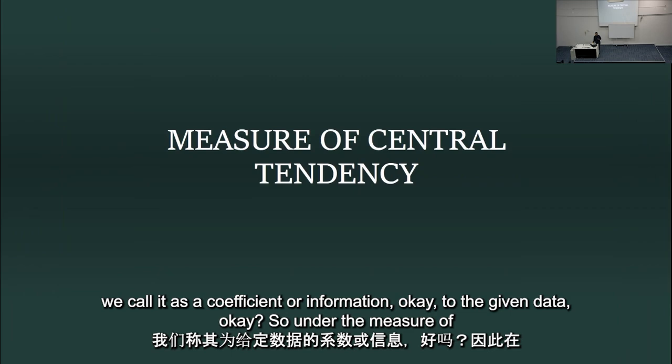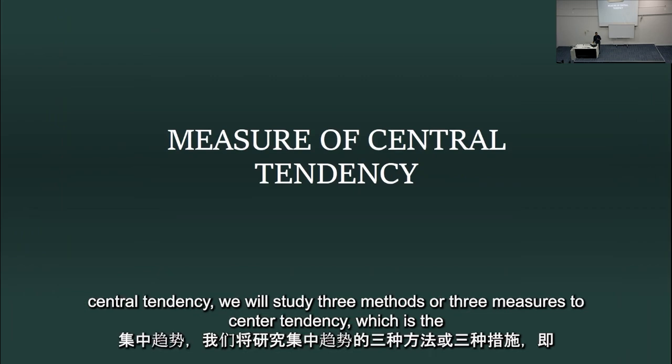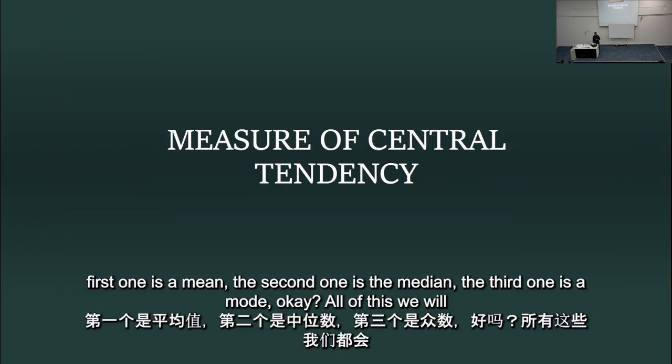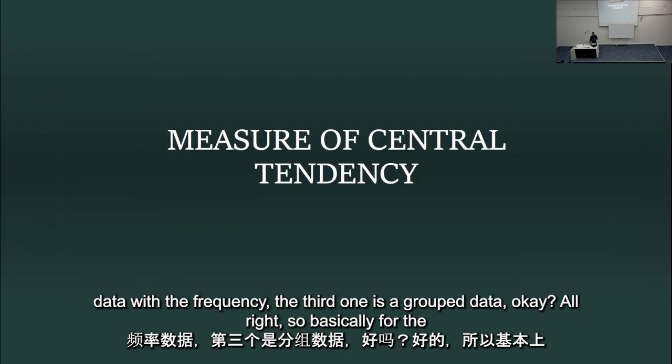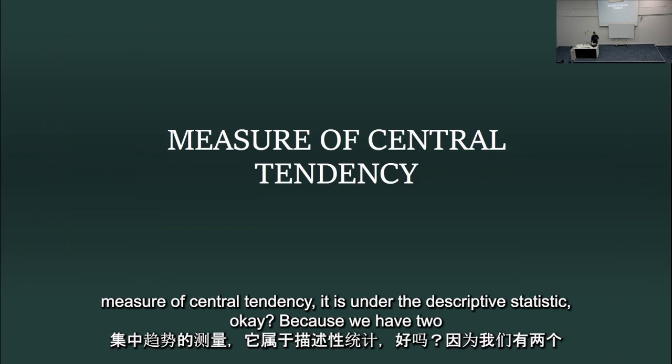Under the measure of central tendency, we will study three measures: the first one is the mean, the second one is the median, the third one is the mode. All of this we will discuss for three types of data. The first is ungrouped data, the second is ungrouped data with frequency, and the third is grouped data.